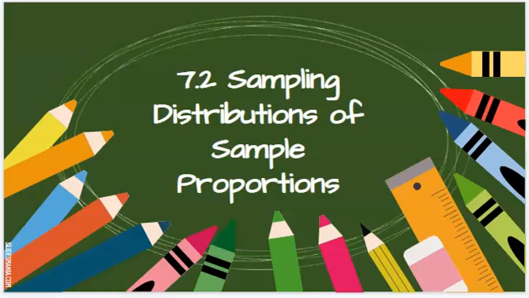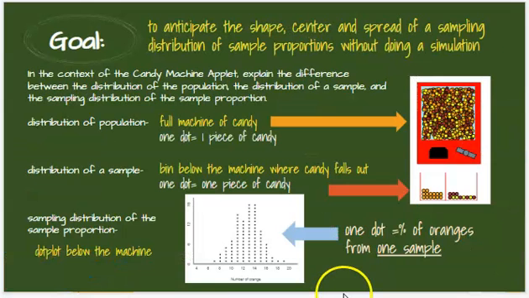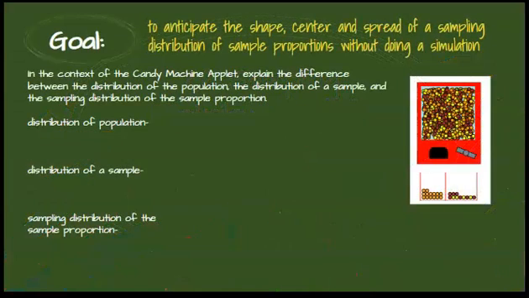In section 7.2, we're going to look at sampling distributions of sample proportions. Our goal here is to anticipate the shape, the center, and the spread of a sampling distribution of sample proportions without having to do a simulation. They take a long time and a lot of effort, so we wouldn't be able to make those predictions without doing all that. So let's look at this candy machine applet.